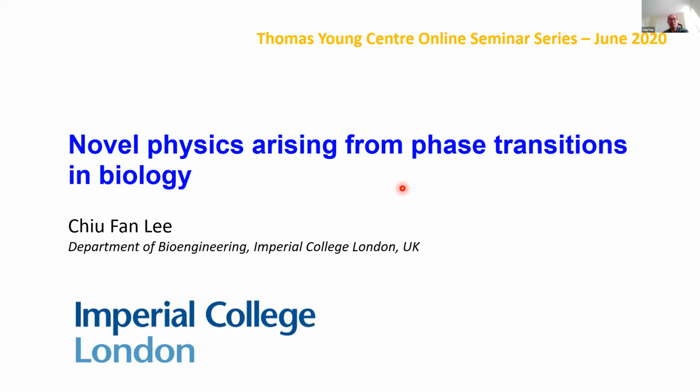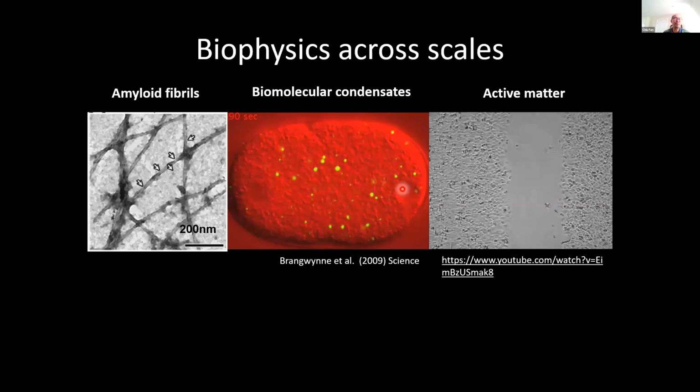And so maybe I'll start by just summarizing a few phase transition examples in biology that are of interest in my group. So there are actually a few phase transition phenomena found in biological systems at many different length scales. So the first example that I'm going to talk about is the formation of amyloid fibrils.